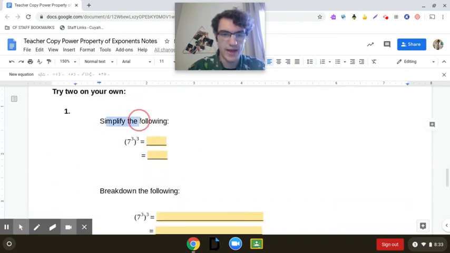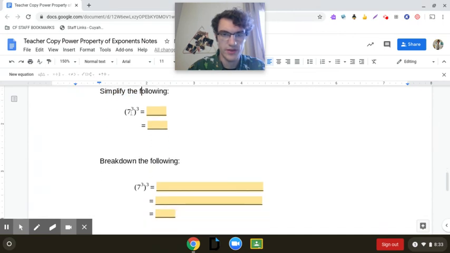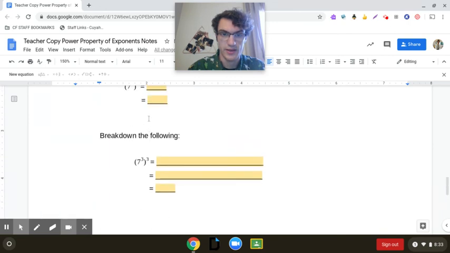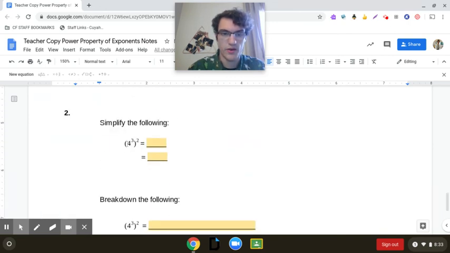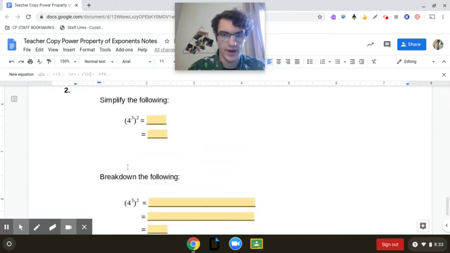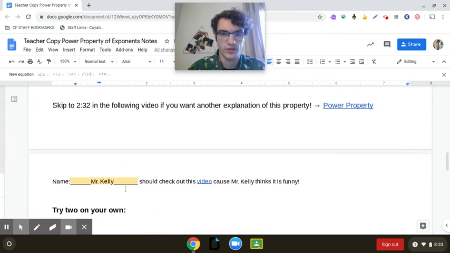And then try these two. So 7 to the third power to the third power. Again, you're going to simplify that and then break that down. And then 4 to the third power to the second power. All right, try to keep it pretty reasonable.